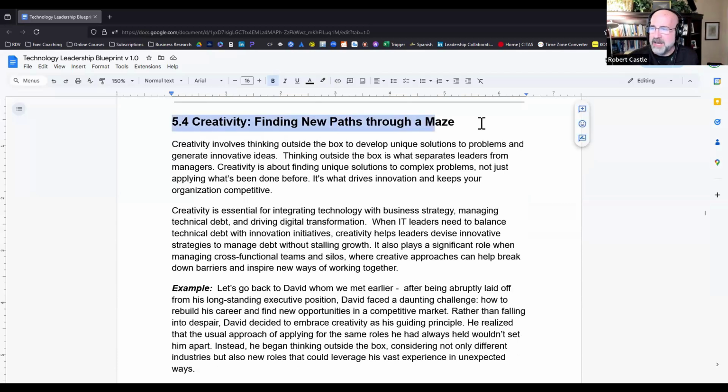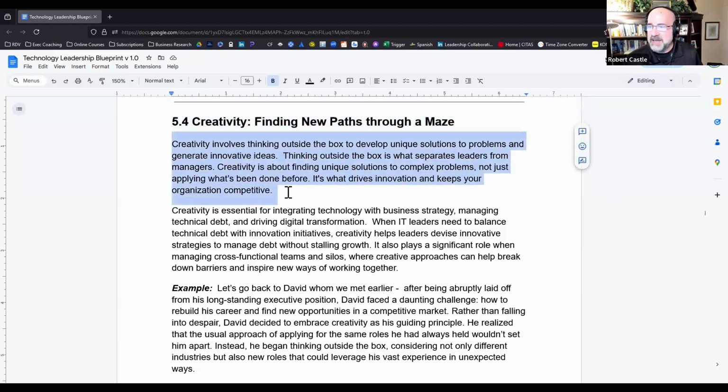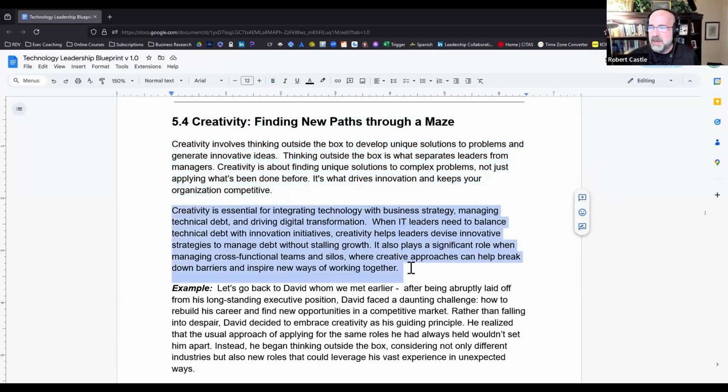Now let's take a look at creativity, finding new paths through a maze. Creativity involves thinking outside the box to develop unique solutions to problems and generate innovative ideas. Thinking outside the box is what separates leaders from managers. Creativity is about finding unique solutions to complex problems, not just applying what's been done before. It's what drives innovation and keeps your organization competitive.